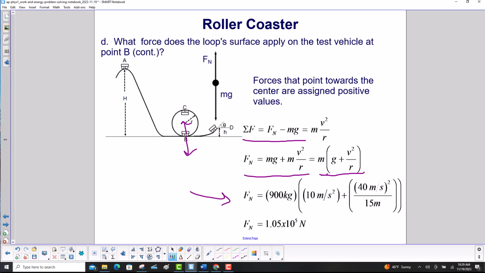Substitute in our values, and we take the velocity that we found at point B earlier, and the normal force is 1.05 times 10 to the 5th newtons.